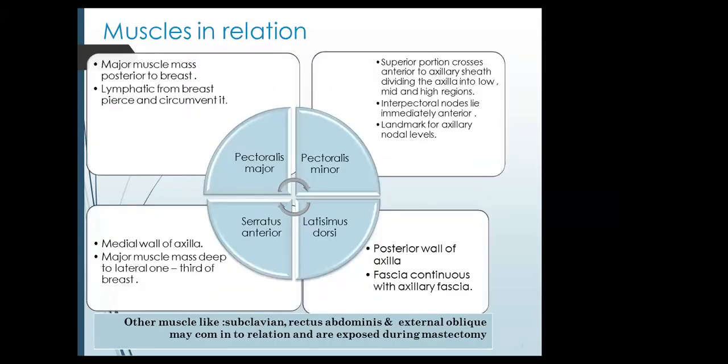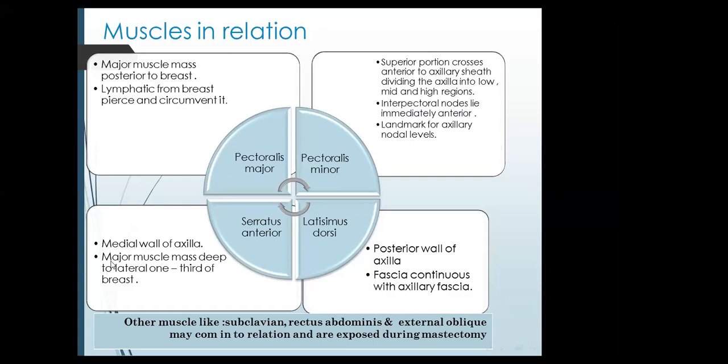Muscles in relation. Pectoralis major is a major muscle mass posterior to the breast. Lymphatics from the breast pierce and circumvent it. About pectoralis minor, its superior portion crosses anterior to the axillary sheath, dividing the axilla into low, mid, and high regions. Interpectoral nodes lie immediately anterior. This muscle is considered a landmark for axillary nodal level.